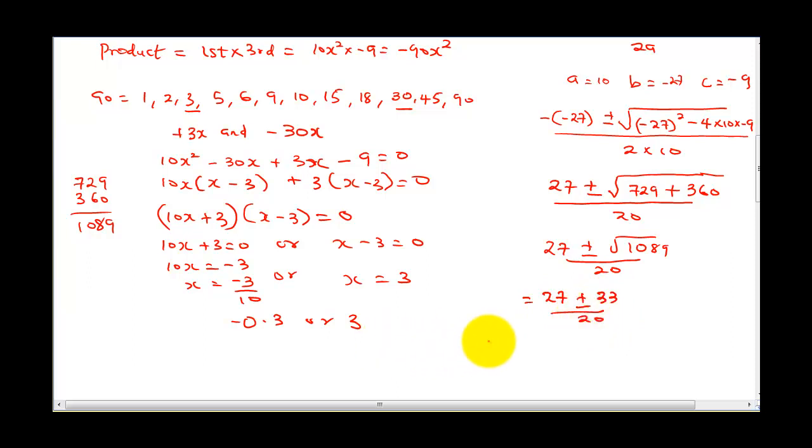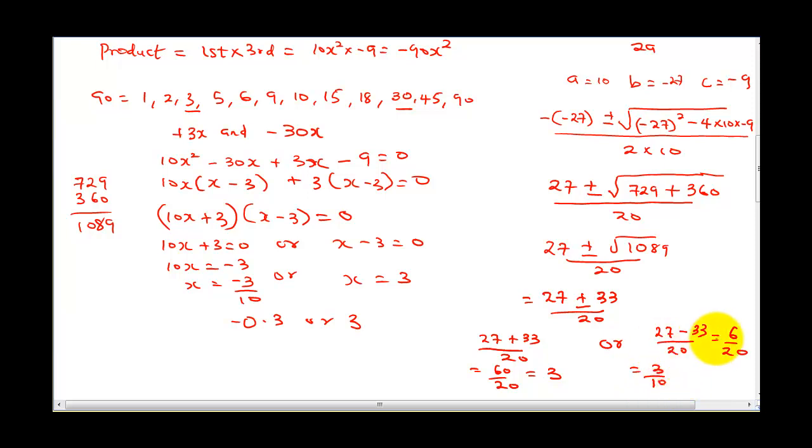So we are going to test the two conditions. The first one says 27 plus 33 all divided by 20. So this is the same thing as 60 over 20, and that's going to give us 3. Or we can also test 27 minus 33 all over 20. Now this is going to give us 6 over 20. Now, reducing 6 over 20, you're still going to get 3 over 10.